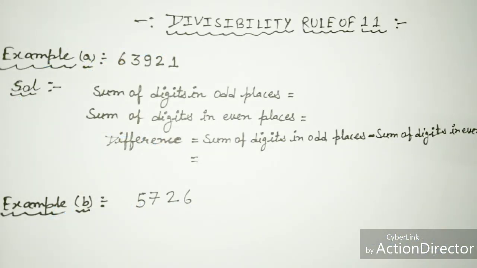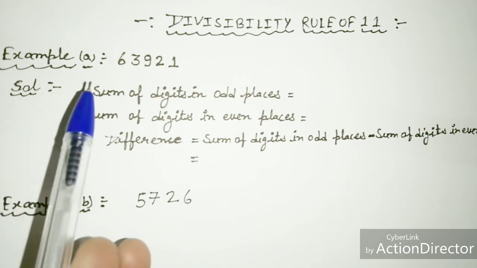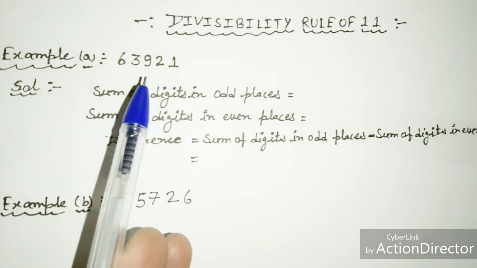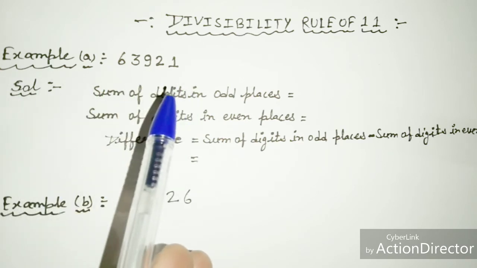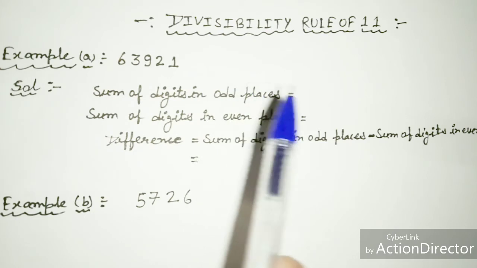Here we solve some examples related to the divisibility rule of 11. Example number A, 63,921. Here we check whether 63,921 is divisible by 11 or not.